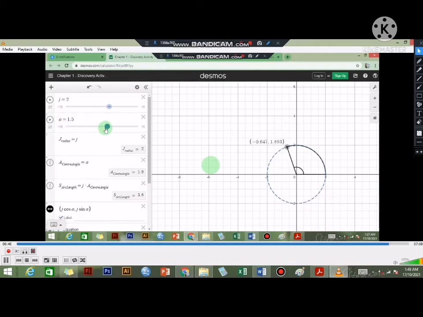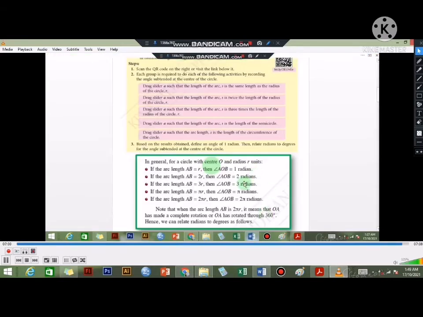So we need to make this length of arc into 6, and then look at what happened to the angle. You need to drag the value of A. Okay, look at this one. Length of arc is 6, and then look at the angle, which is in the unit of radian. So the angle is equal to 3 radians. So we know that this one is 3 radians.